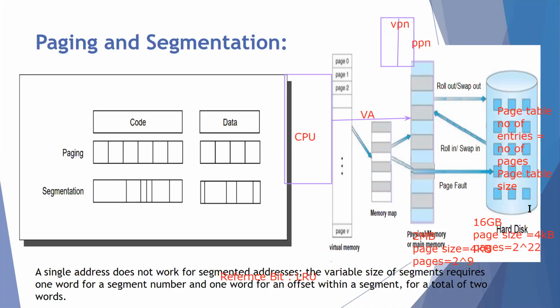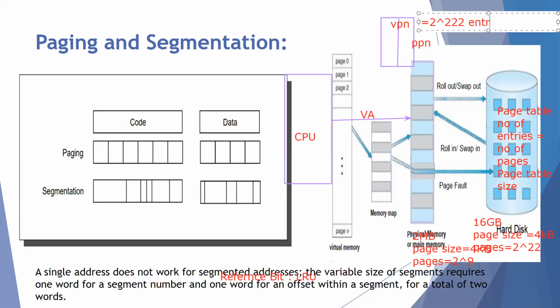Now see, for the given case, what is the size of the page table? How many entries are there? Forget about the size. How many entries are there in the page table? 2 to the power 22. We have the number of pages, so we got 22. Very good. So I have 2 raised to the power 22 entries in the page table.